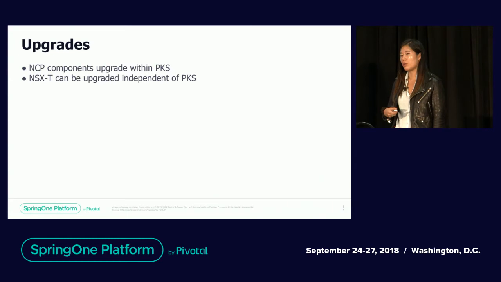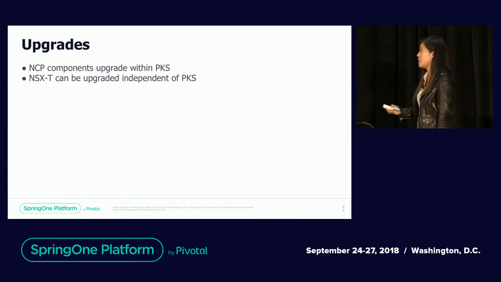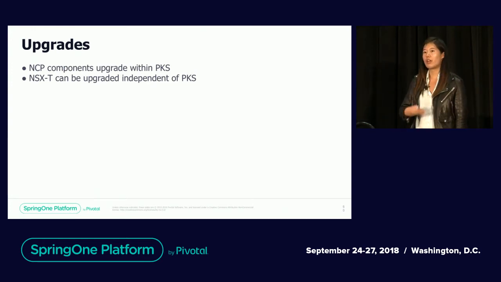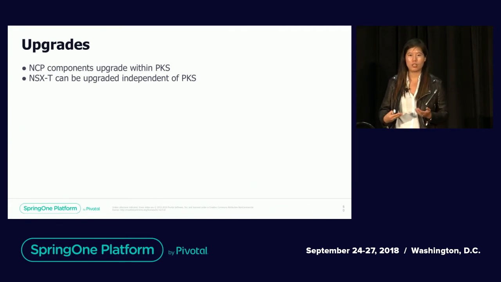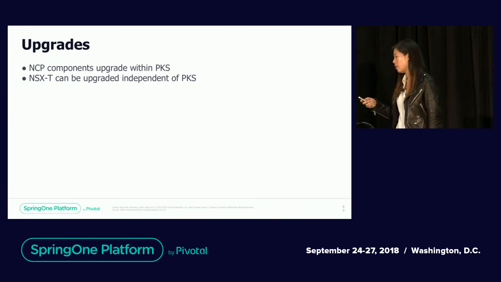In addition to getting all of the NSX-T upgrades while upgrading PKS that are bundled in, you can also upgrade your underlying NSX-T independent of PKS. They don't have to be upgraded in lockstep. So as long as the version of the PKS tile that you have deployed supports multiple versions, you can upgrade NSX-T independently. So for example, you might have a PKS tile that supports both NSX-T 2.1 and 2.2. And so you could upgrade from NSX 2.1 to 2.2 without having to worry about upgrading or making any changes to your PKS tile. They're independent of one another.